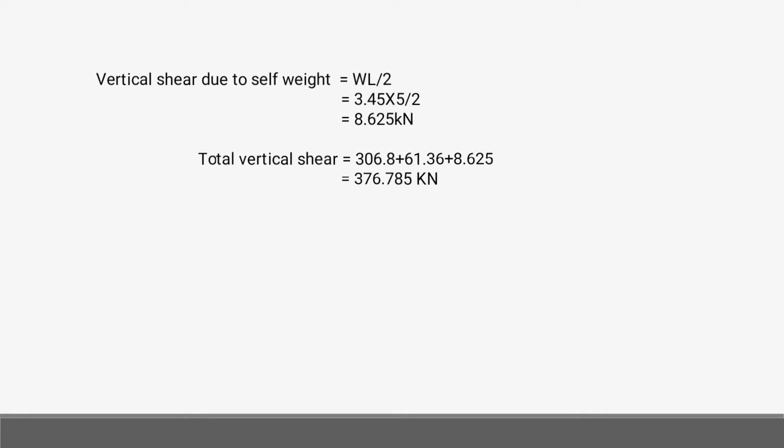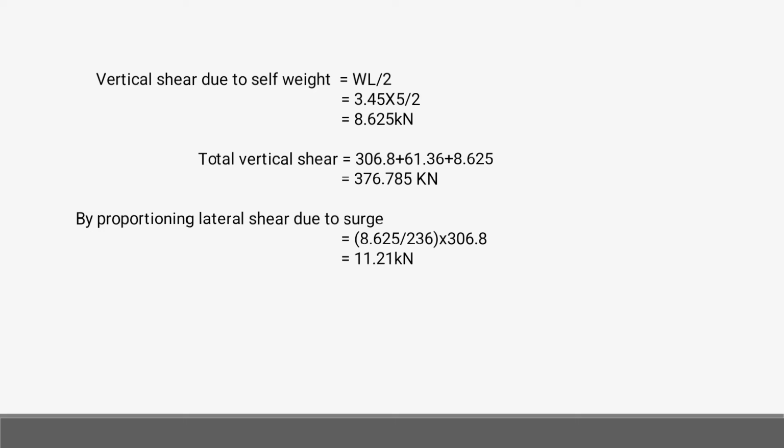Then vertical shear due to self weight is equal to W by 2, so 3.45 into 5 by 2, which is equal to 8.625 kilonewton. So the total vertical shear is equal to 306.8 plus 61.36 plus 8.625. We add all the vertical shear forces. So finally the total vertical shear force is equal to 376.785 kilonewton. Then the lateral shear due to surge is equal to 8.625 divided by 236 into 306.8. So it is equal to 11.21 kilonewton.